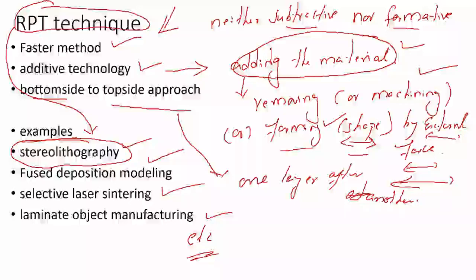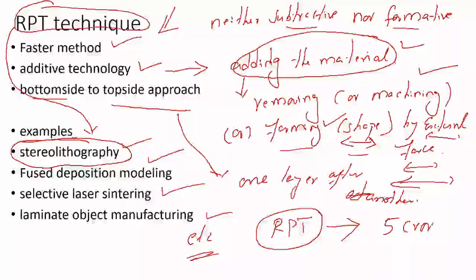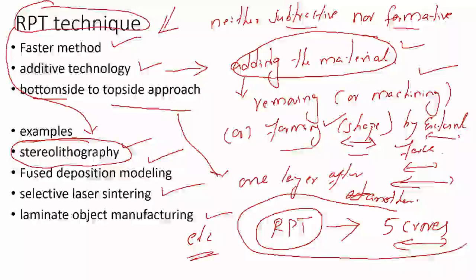When I served in it, some of the RPT implementing machines were costing roughly 5 crores. I am talking about this stereolithographic technique. It costs a lot, but once you buy the machine, developing a prototype is a little bit easier. I will explain how.